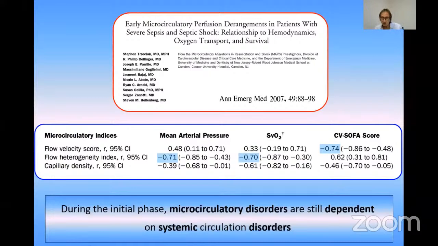And of course, it's not absolutely necessary to monitor microcirculation if the variables are well correlated to the usual systemic blood flow variables.